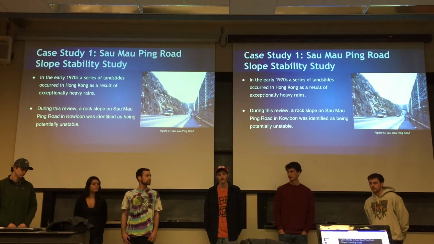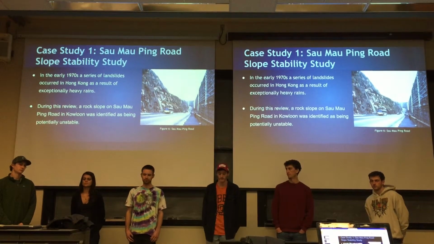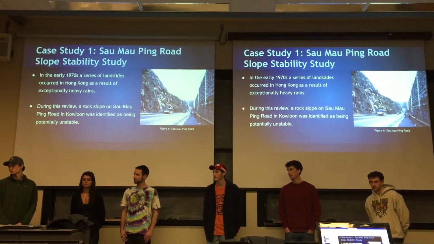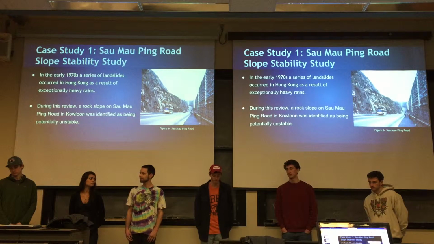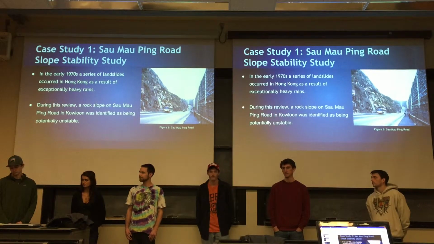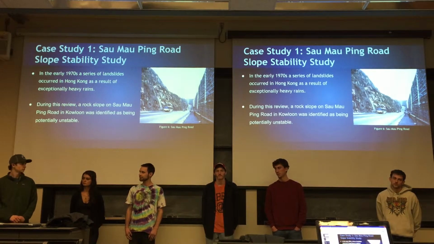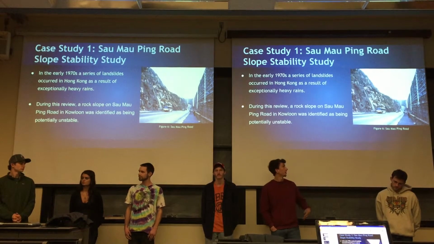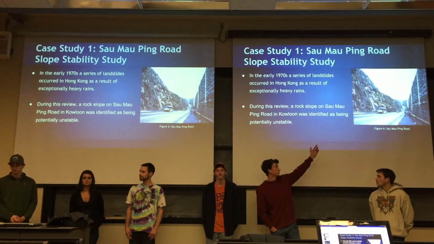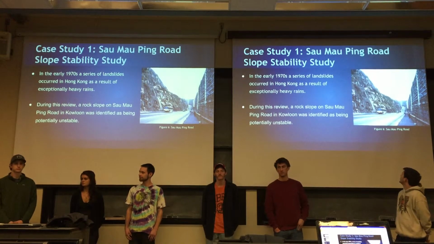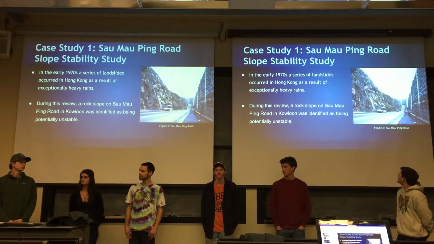Okay, for our first case study, I looked at the South Mountain Road Slope Stability Study. Back in the 1970s, Hong Kong was having a lot of issues with slope failures due to heavy rainfall in the area. As you can see here in the picture, there are residential buildings and a road at the bottom of the slope, so the slope was a primary concern.